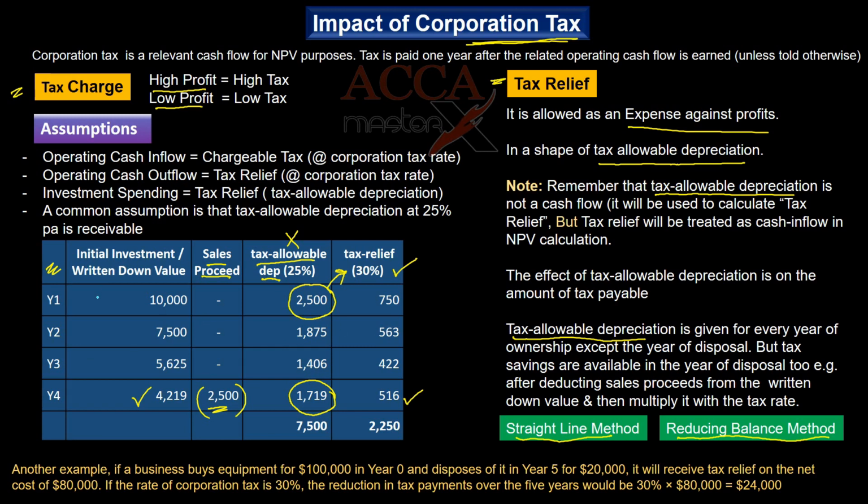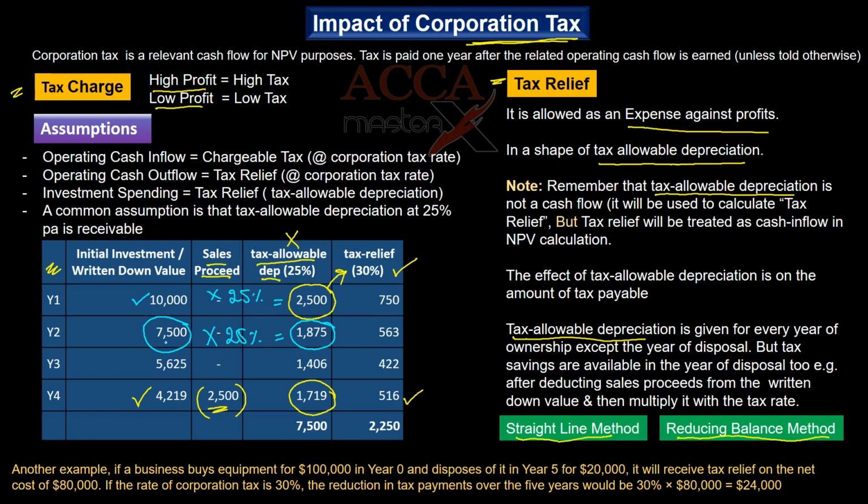Okay, first of all, in year 1 we have an initial investment of $10,000. Then we are taking 25% of $10,000. That means 10,000 multiplied by 25%, and we have this amount. Fine. Now we are deducting 2,500 from our initial investment, and that's how we get 7,500. Then we are multiplying 7,500 with 25% again, and we are getting this amount.